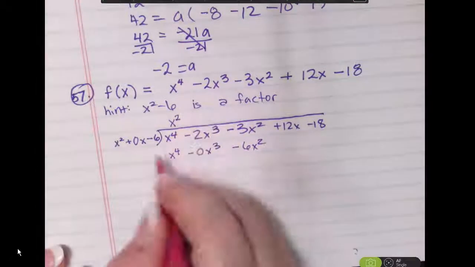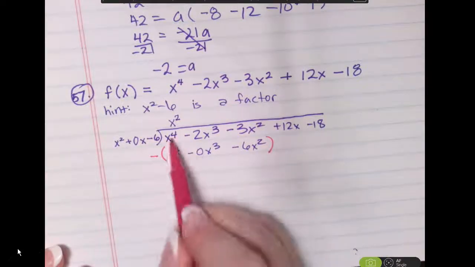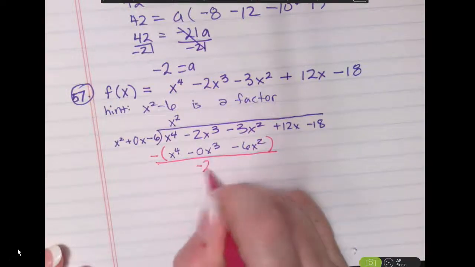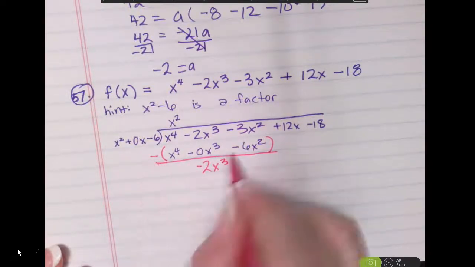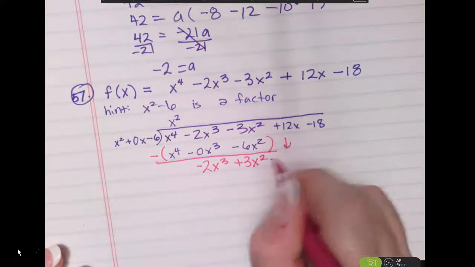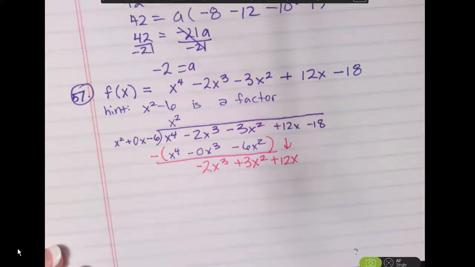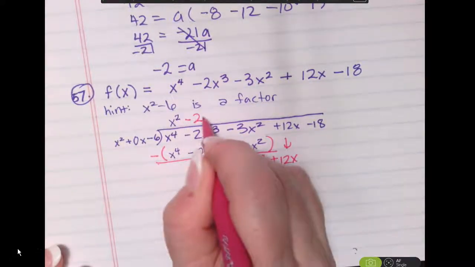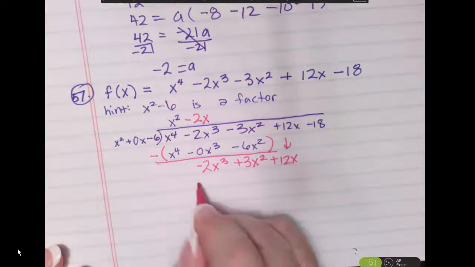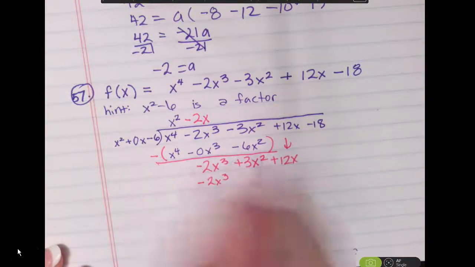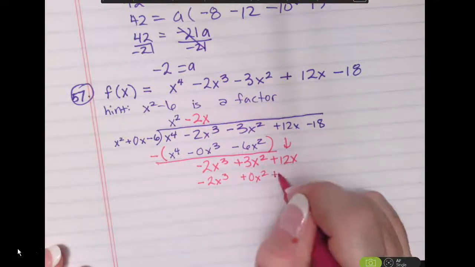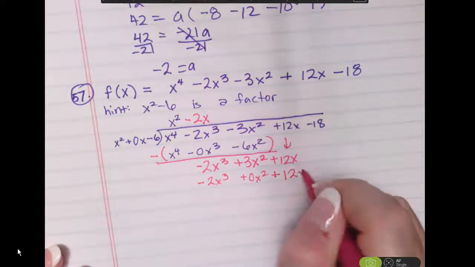I'm going to subtract the whole thing. So this is 0. Here we have negative 2 minus 0, negative 2x cubed, negative 3 minus 6, so that's positive 3x squared. Bring down the 12x. So I need a minus 2 right here, minus 2x. So that gives me minus 2x cubed. Minus 2 times 0 is 0. Minus 2 times minus 6 is plus 12x.